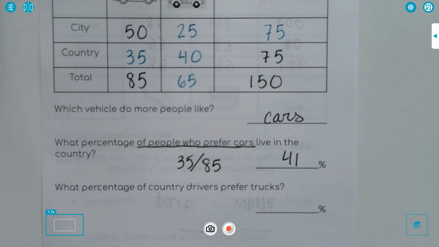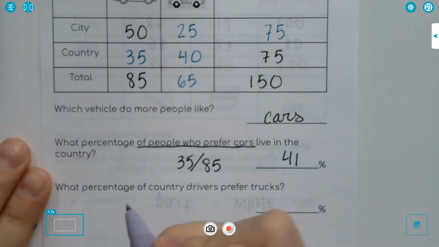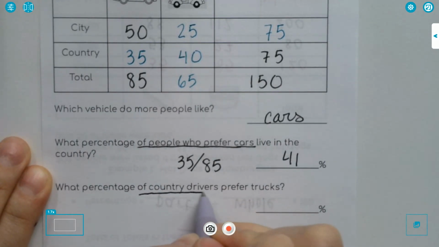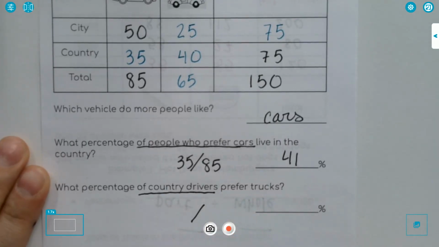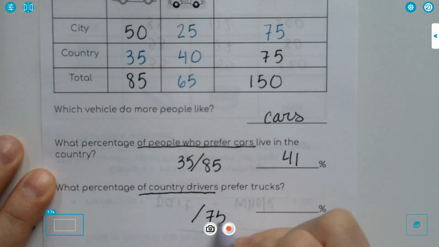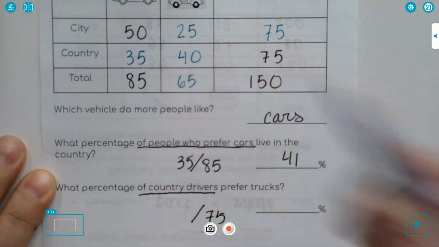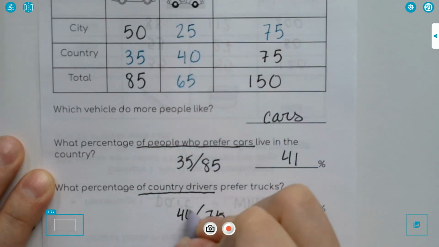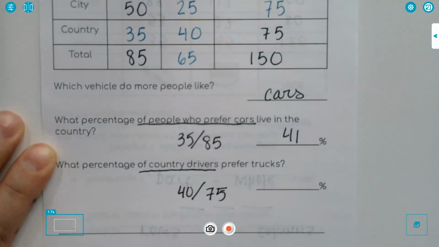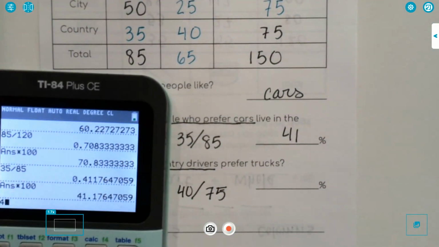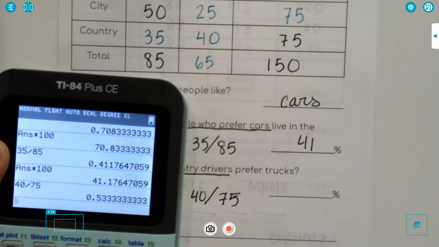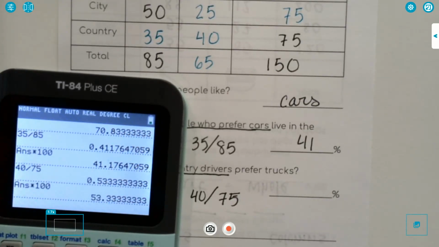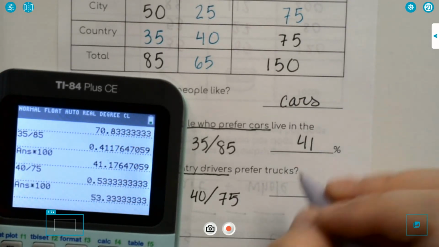And then the last one is what percentage of country drivers prefer trucks? So of country drivers, how many were people that identified as living in the country? 75. And of those, 40 of them had chosen trucks. 40 out of 75. So 40 divided by 75 times 100. 53.3 stays 53%.